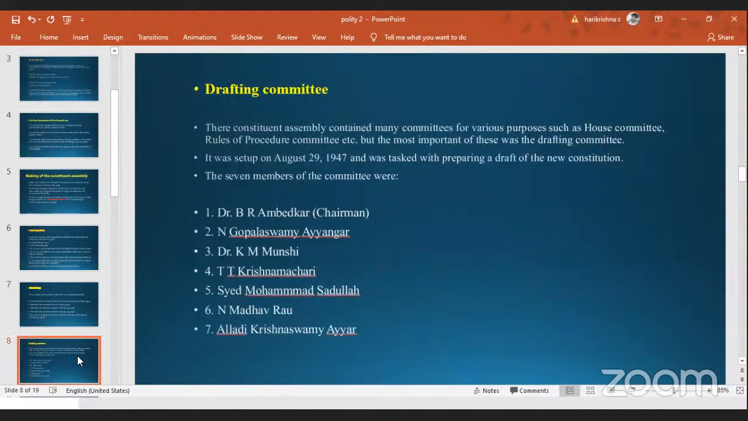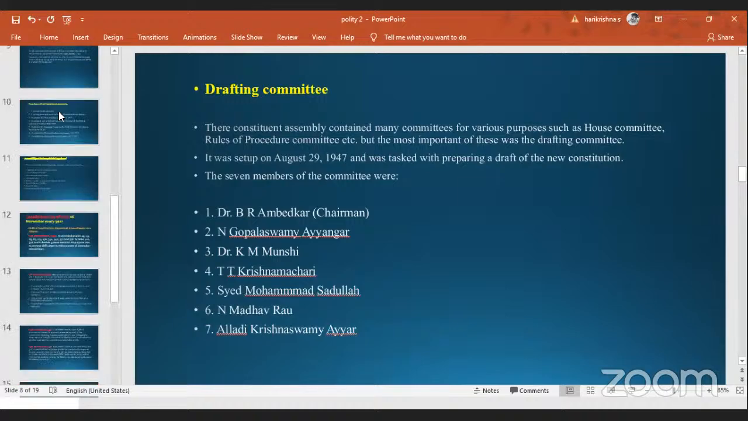Then here is the drafting committee. As we have discussed, there are various other committees, but the drafting committee was more important. Why? Because the draft constitution was prepared here. Dr. B.R. Ambedkar and six other members were included in the drafting committee, and Dr. B.R. Ambedkar was the chairman. The duty was to draft a new constitution for India.